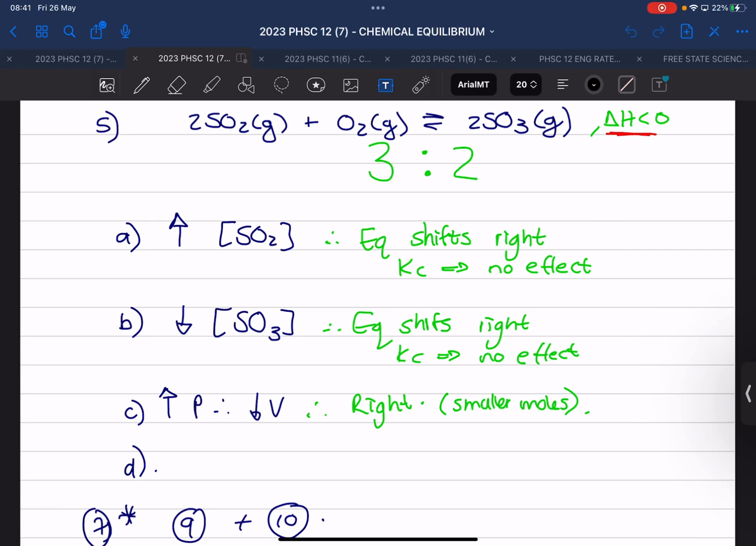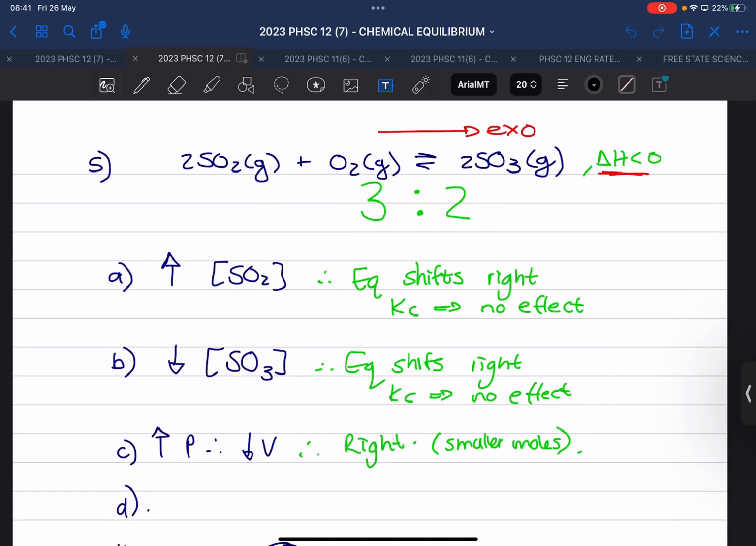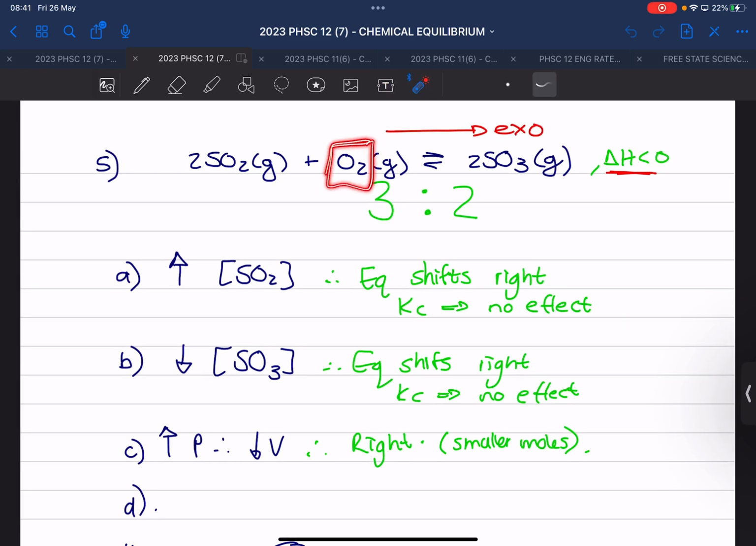Okay, so at 5D they ask, what will happen if we remove some of the oxygen? So there's the oxygen, and they ask, what will happen if we remove some of that? Okay, so we take it away.